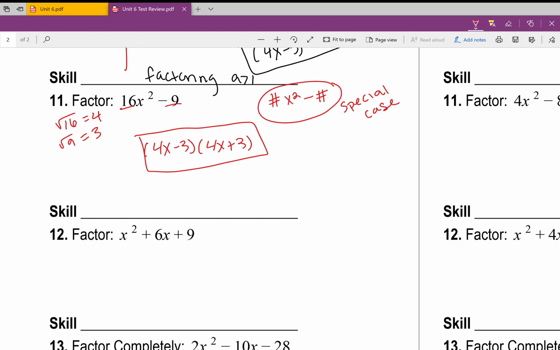Or you could do factor by grouping, find two numbers that multiply to a times c, so 16 times negative 9, but add to 0. Same thing. Both ways will work.